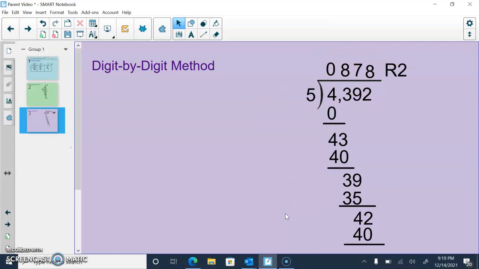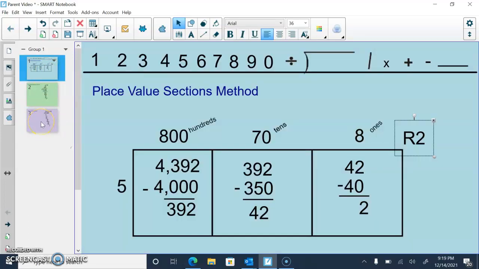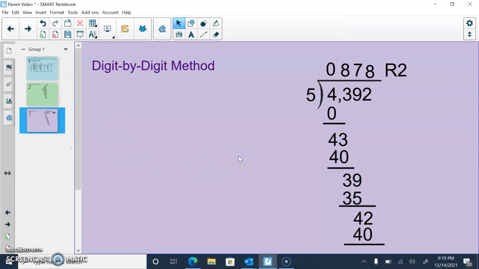So we do have a test on Tuesday, and I want the kids to look at all the different ways and try the method that works best for them. I did move some students from the place value sections method to the standard algorithm because they're safer with their basic facts when it's single digits, or in this case double digits. But when they're talking about 5 times 800 or 5 times 400, sometimes they're not grasping that that's 2,000. So I did ask them to try and go to the digit by digit method.